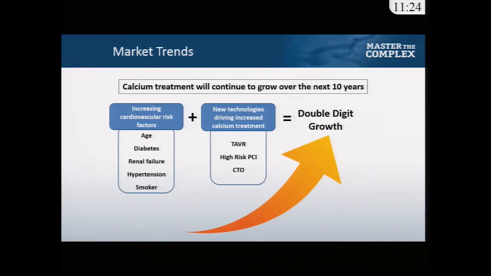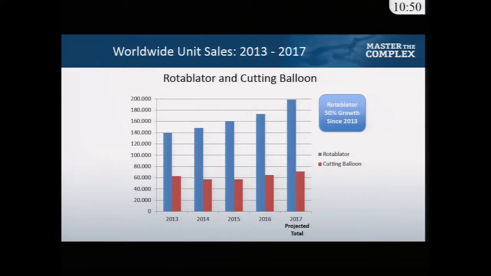What really has driven the growth of ROTABLATOR in the United States is the fact that now, despite the fact that we are dealing with older patients, patients with diabetes and renal failure, realistically, we are now taking care of patients who used to go to surgery for their valve. And now they're having their valve disease treated with percutaneous technique, TAVR. And as a result, we are taking care of their calcified coronary disease. And this leads to increased growth of ROTABLATOR in the United States.